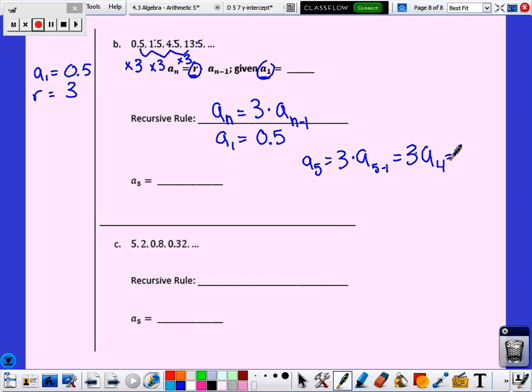A sub 4 was my 4th term. That's up here. Here's my 4th term. So I can multiply 3 times 13.5. When I multiply 3 times 13.5, I get 40.5. This is my 5th term. The 5th term in this sequence, the term that comes next, is 40.5.